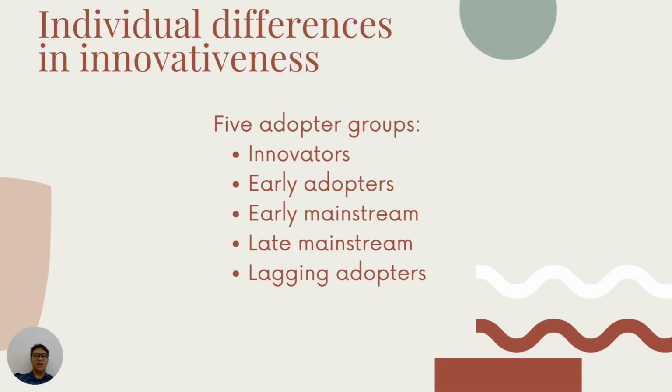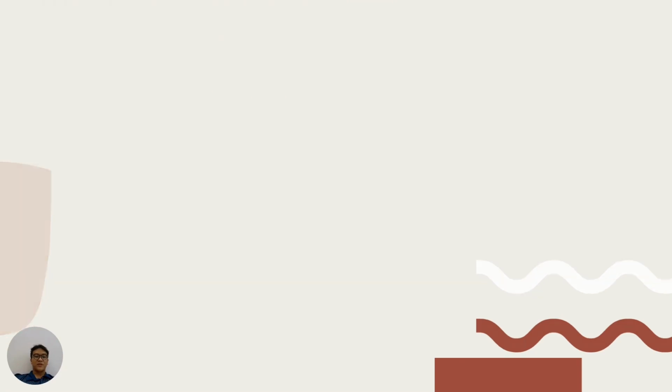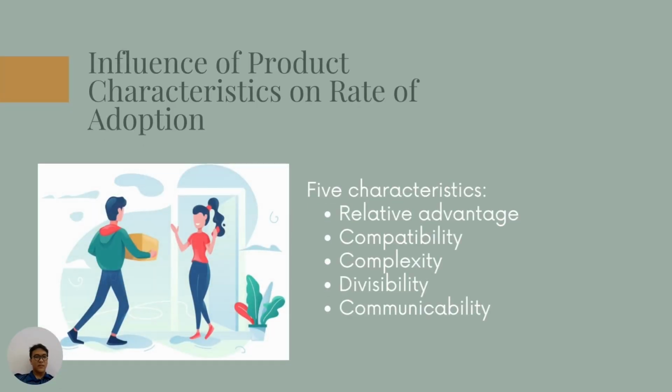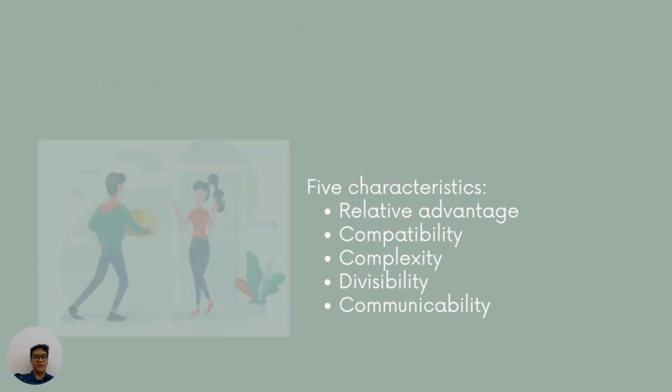Individual differences in innovativeness: people differ greatly in their readiness to try new products. There are five adopter groups, including innovators, early adopters, early mainstream, late mainstream, and lagging adopters. The characteristics of a new product also affect its rate of adoption. Five characteristics include relative advantage, compatibility, complexity, divisibility, and communicability.